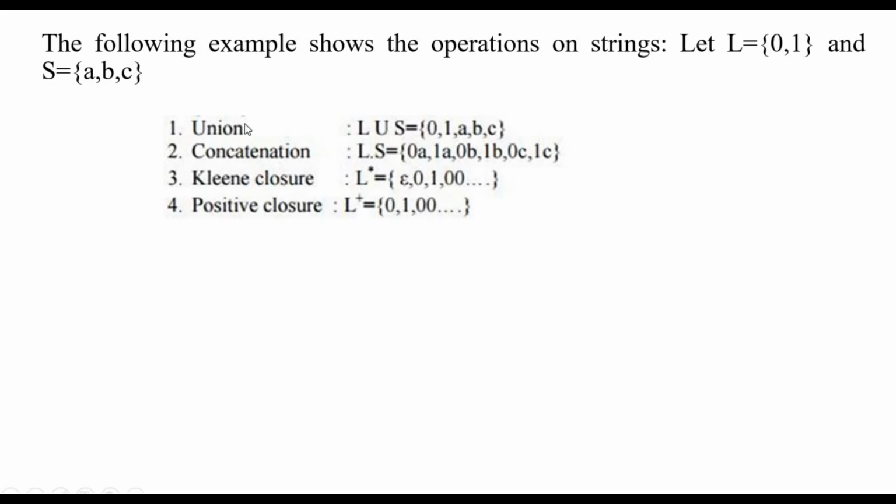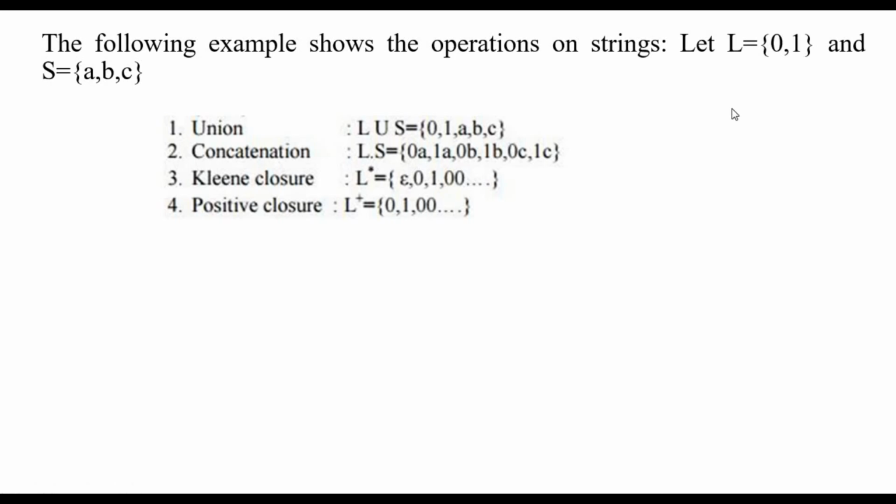For union, you can use both sets: 0, 1, A, B, C. So the union of L and S, which is represented like this, gives L union S equal to {0, 1, A, B, C}.